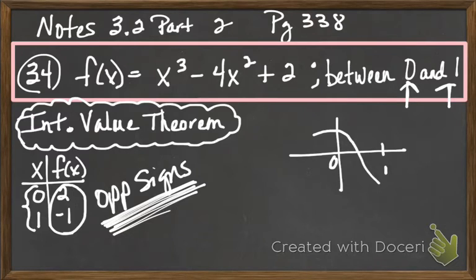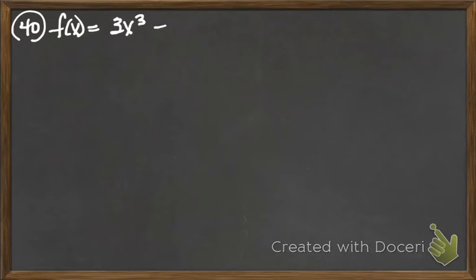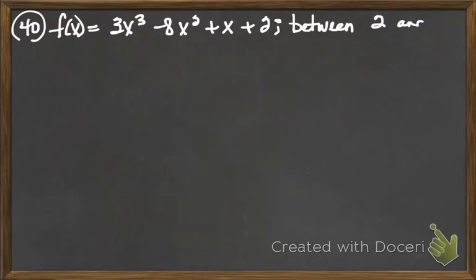Alright, let's do one more under this set of directions. Same set of directions, number 40. A little bit more complicated equation. So it says f of x is equal to 3x cubed minus 8x squared plus x plus 2. So that's the equation of our graph. We want to prove by using the intermediate value theorem that we have a real zero between 2 and 3.